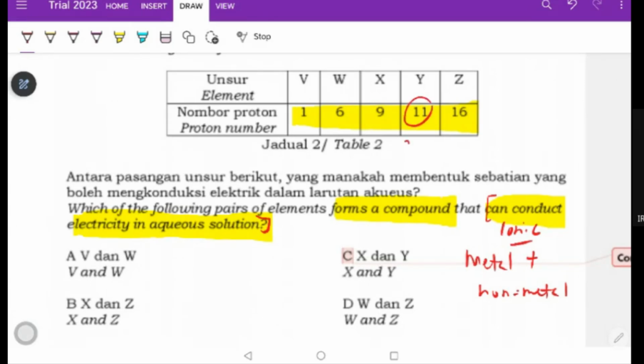This one is 2,8,1, so it is metal. Non-metal, this one 2,6, this one non-metal. Z, this one 2,7, also non-metal. This one 2,4, also non-metal. This one 1, hydrogen, also non-metal. So let's see, it must have Y. Only one has Y. So X and Y.